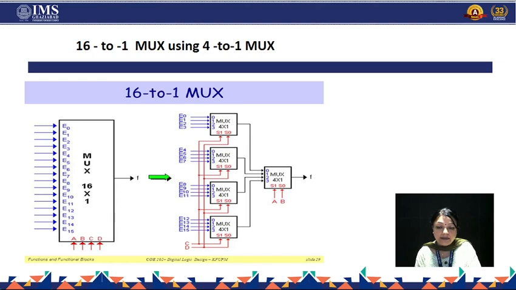So 16 inputs are going in, but we are taking 1 output at a time. For this purpose we are taking 2 selection lines C and D, and the other 4 into 1 mux, which takes 4 inputs from these 4 multiplexers, has selection lines A and B. So in total the selection lines are A, B, C, D, and the number of multiplexers we are using in this implementation is 5.